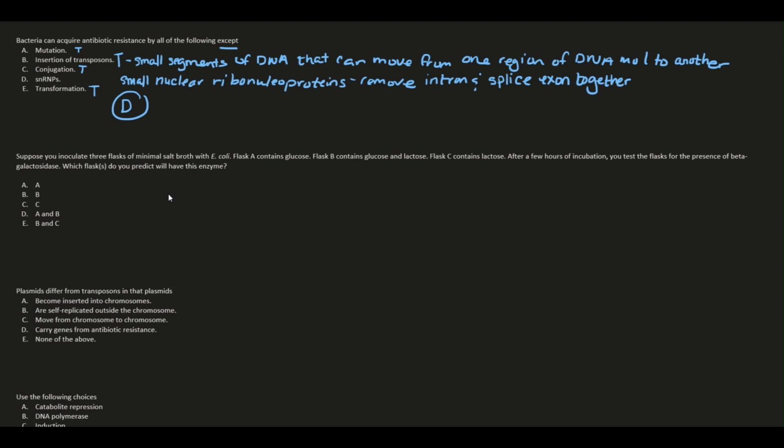Suppose you inoculate 3 flasks of minimal salt broth with E. coli. Flask A contains glucose. We have flask B that contains glucose and lactose.